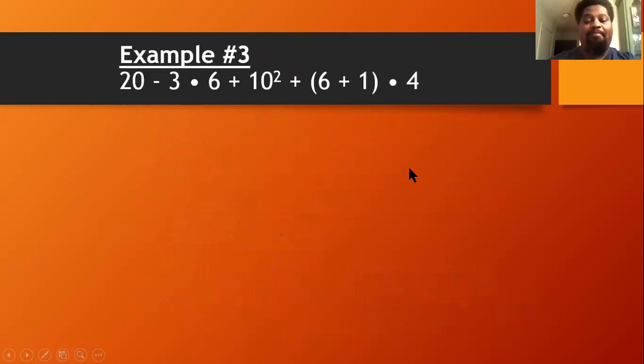Moving on to example 3. We got 20 minus 3 times 6 plus 10 squared plus parentheses 6 plus 1 times 4.